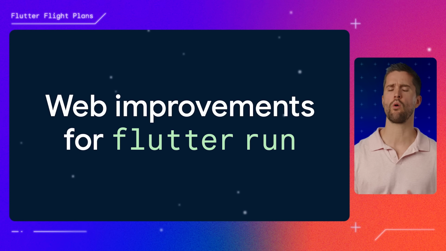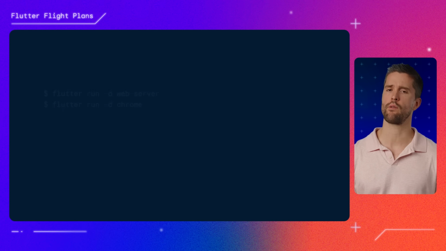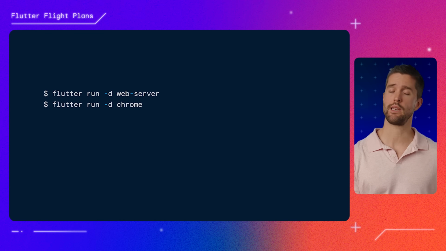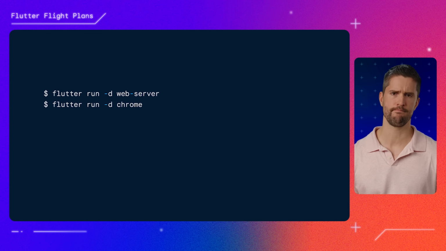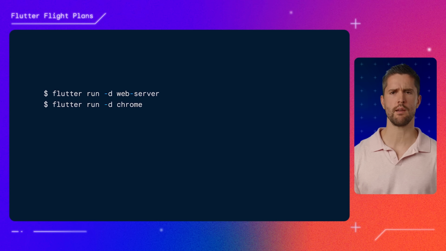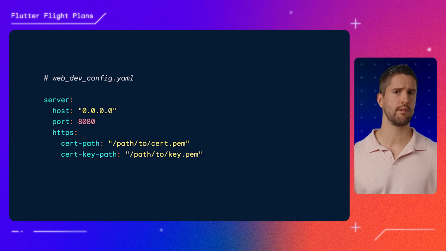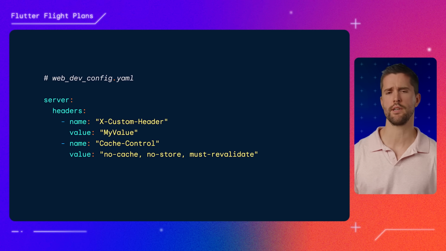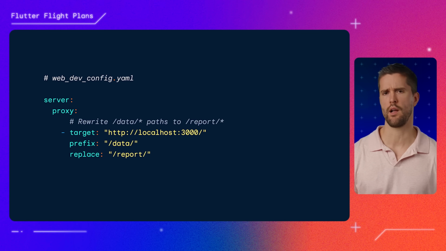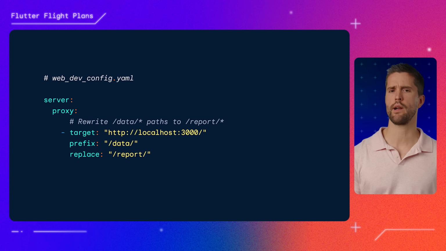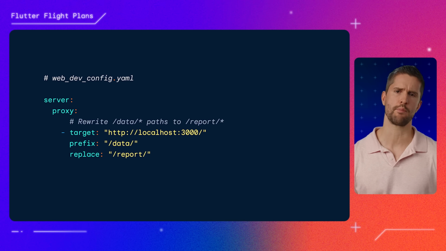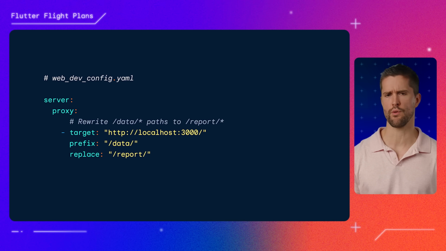First is a stronger, more robust way to configure your web server when running flutter run -d web-server or -d chrome. Most of these options were already available via command line flags, but now you can define a web dev config.yaml file and specify consistent ports, paths to certs for HTTPS testing, custom headers the development server should include in its responses, or even URL rewrites. And these URL rewrites under the proxy keyword are brand new in Flutter 3.38. And all of these options can aid development and integration with your server.